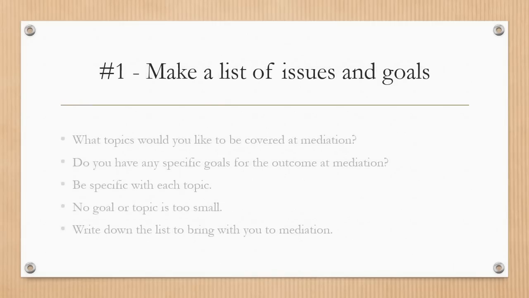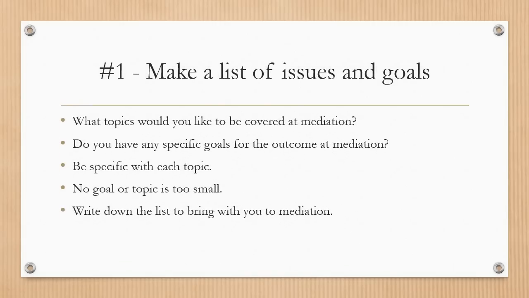My first recommendation would be to make a list of everything you would like covered at mediation. This includes all issues related to your case, the goals that you might have for mediation, and at the end of the day, what would the outcome be at mediation if it were a perfect agreement for you. You can be as specific as you want with each topic, and no goal or issue is too big or too small. Fortunately, with mediation, you can spend as much time or as little time needed to come to a resolution on each of these topics. This list is helpful because it ensures that you won't forget anything when you come to mediation.